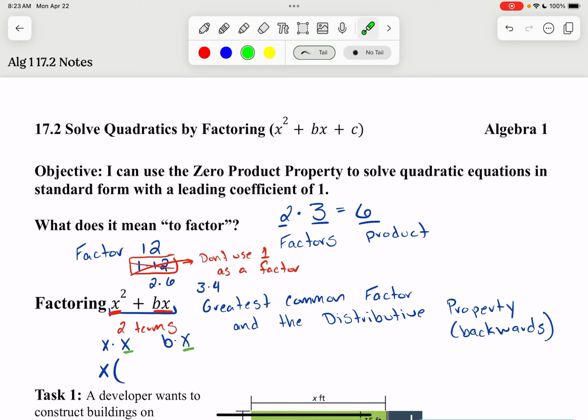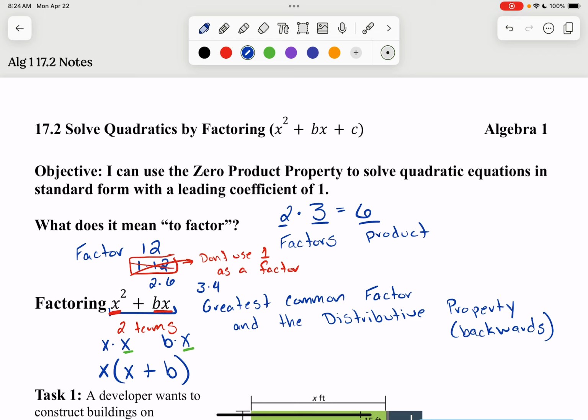And now I ask myself, x times what gets me this first term? Well, x times x. So if I distribute this x in there, I'm going to get that x squared. Okay, and then my plus sign just comes from here. Here's my plus sign, plus. x times what gets me b times x? Well, times b. So now if I distribute this in, that gives me x squared, that gives me bx. That gets me back to here.